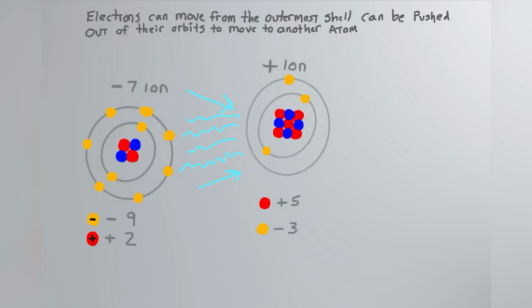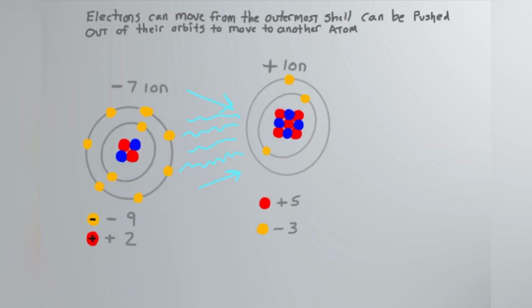So on the left, you can see the nucleus has 2 protons and 9 electrons. That gives it a -7 charge, meaning there's 7 more electrons than protons. And since the electrons have a negative charge, that gives it a negative charge since there's more electrons. And vice versa with the positive ion on the right. There's 5 protons and only 3 electrons, giving it a positive charge of 2.